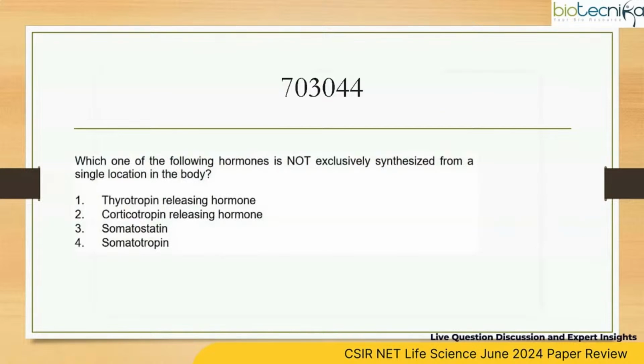The first question, again we are first going through the part B question. The question number is 703044. Which one of the following hormones is not exclusively synthesized from a single location in the body? 1. Thyrotropin releasing hormone. 2. Corticotropin releasing hormone. 3. Somatostatin. 4. Somatotropin. This is a very simple question, even in classes we have discussed it. Can anybody tell me the right answer?